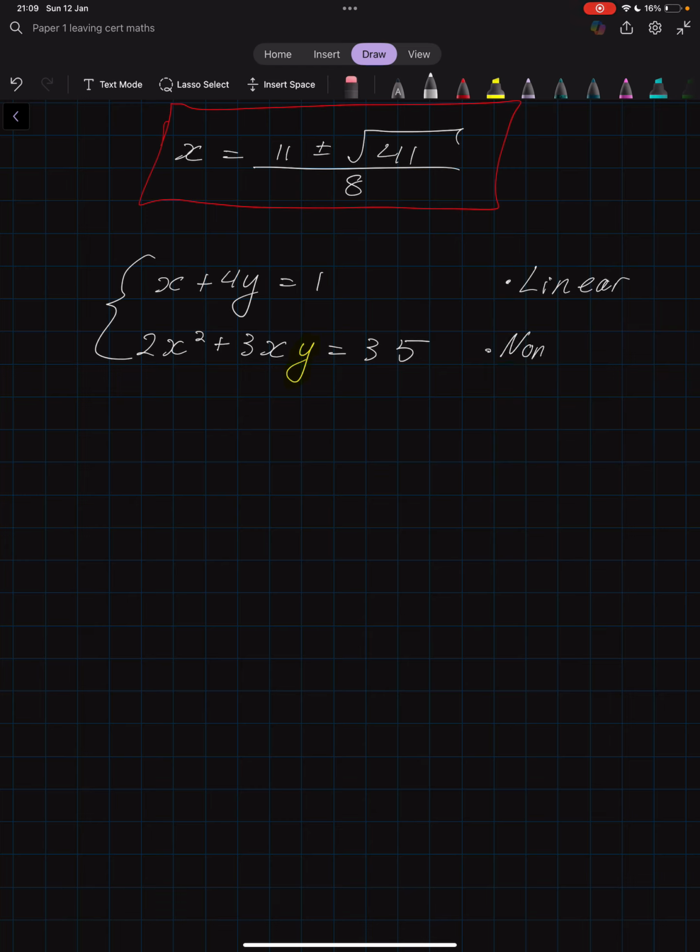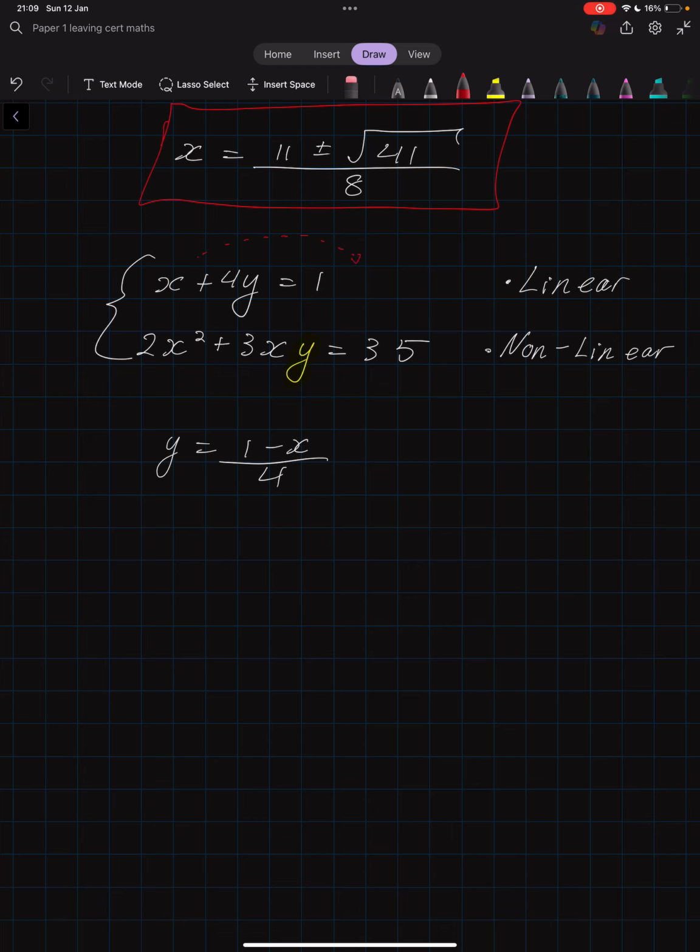So I'm going to solve the linear equation for y. So y equals 1 minus x over 4. What I did was, in the top equation, I brought the x over to the right, so it became a minus, and I divided by 4. Now I'm going to plug this in here.